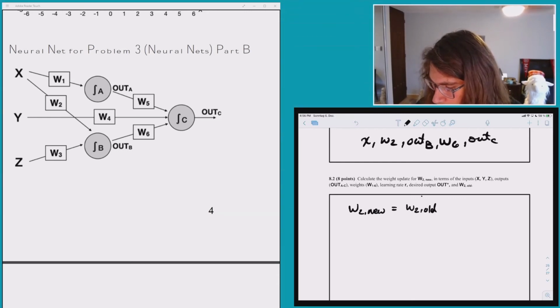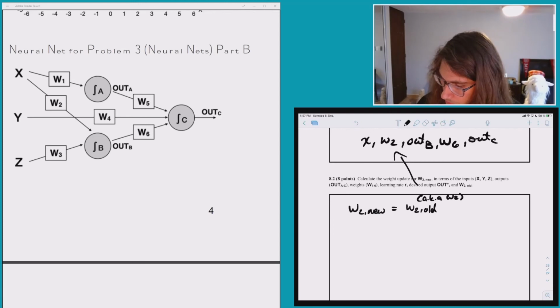That's a bad place to write it. Aka W2 in this question, plus a delta W2. So, the old value plus some term that tells me by how much to change it and in which direction. So I need to calculate now delta W2.